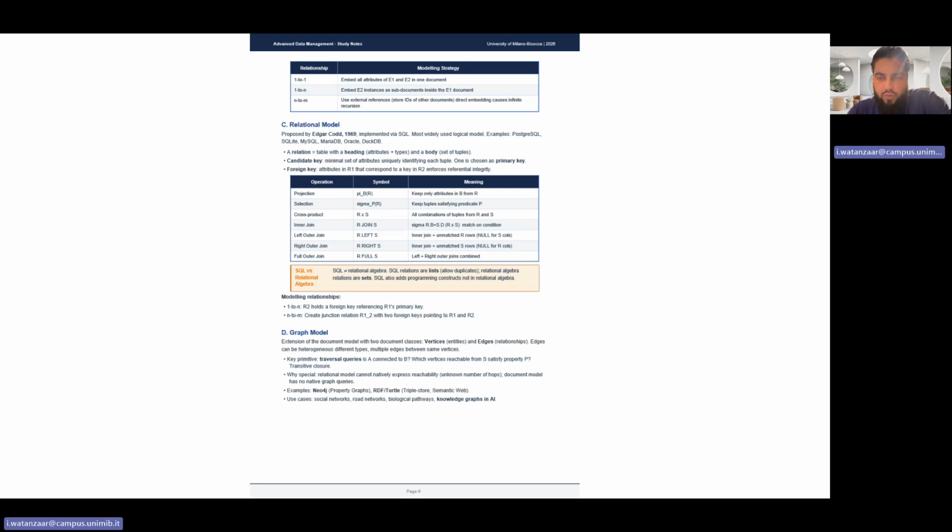The symbols are more like relational algebra terms, so it's important to understand the concepts. The second one is selection. Sigma P R, okay? Keep tuples satisfying predicate P. Predicate P is a constraint again here. So we are only selecting those tuples based on a condition. Predicate P is a condition.